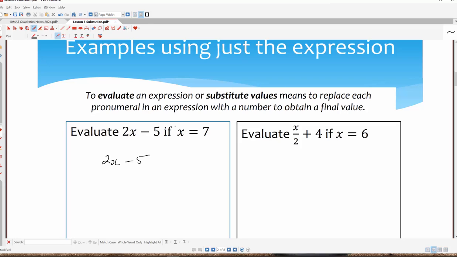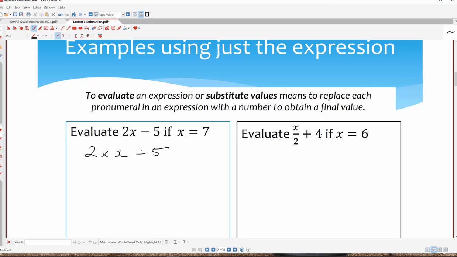But what if we were told that x is equal to 7? Well, then we can actually do something about this and evaluate this expression. So the technique goes as follows. What I recommend you do is write the algebraic expression in what we call expanded form. What does expanded form mean? It means to put in the multiply signs. So we're going to write this as 2 times x take 5.